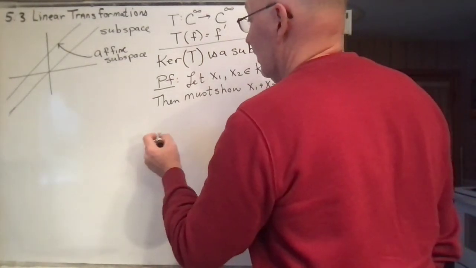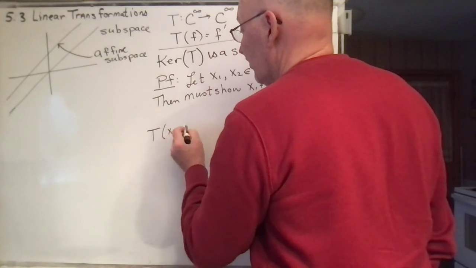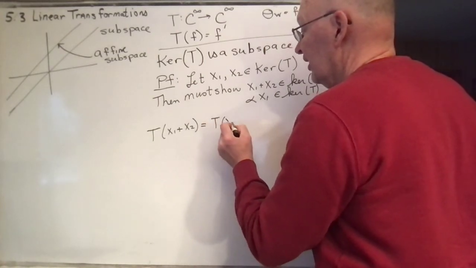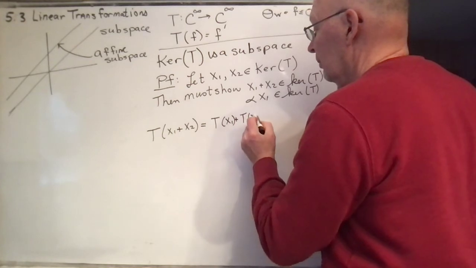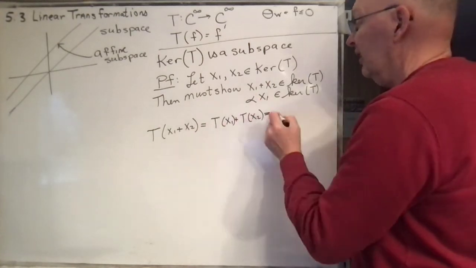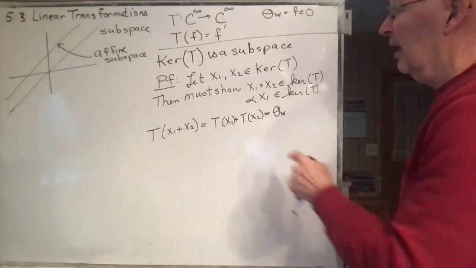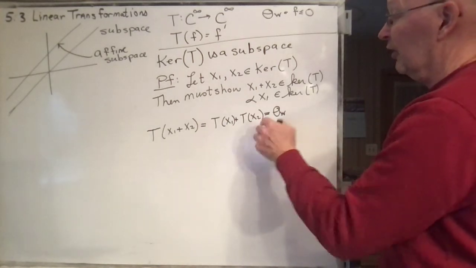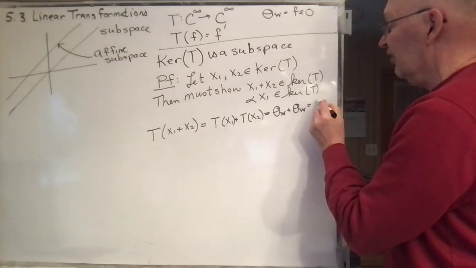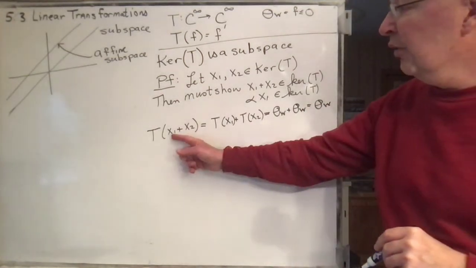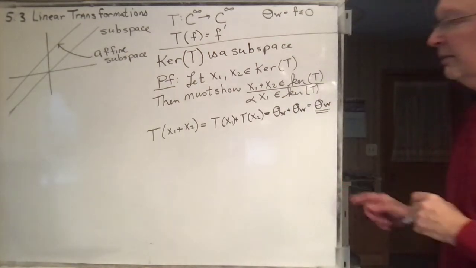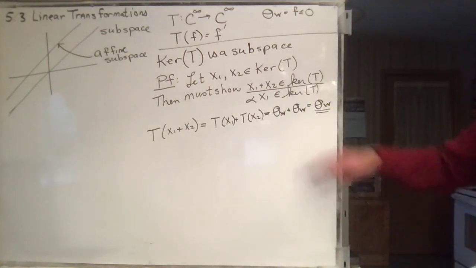Okay, so here's how we do it. T of x1 plus x2, well, it's a linear transformation. So that means I know I can write it as T of x1 plus T of x2. And since x1 is in the kernel, I know that x1 gets taken to the identity. And since x2 is in the kernel, I know that that gets taken to the identity. But I also know that the identity plus the identity is just the identity. And look what I've shown. I've shown that x1 plus x2 gets taken to the identity. And so I've just shown that indeed that thing is in the kernel. It gets taken to the identity. Okay? Let's do this one.